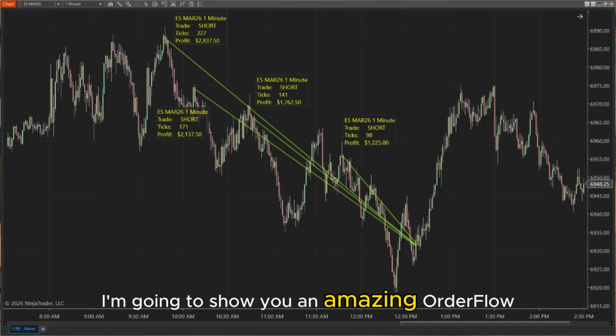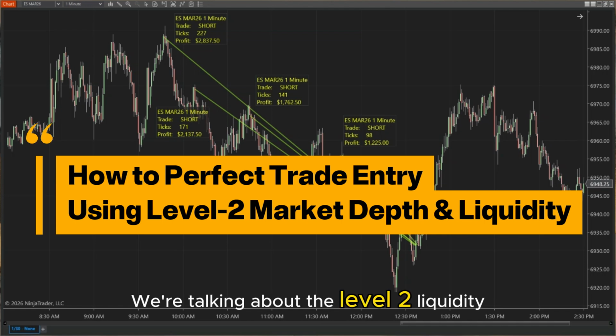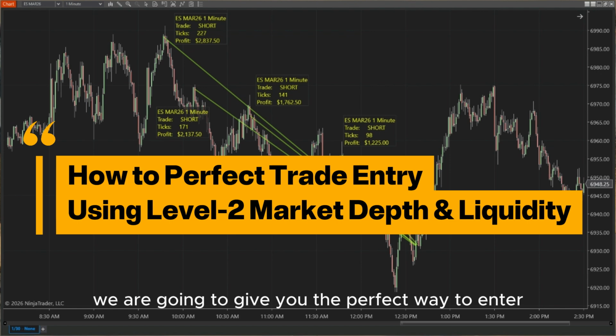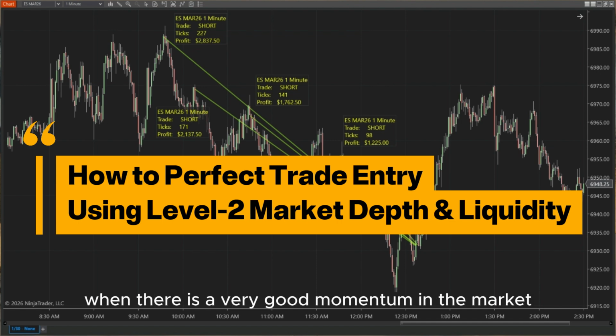I'm going to show you an amazing order flow entry strategy, based on level 2 liquidity order flow. Here, we are going to give you the perfect way to enter when there is very good volatility and very good momentum in the market.